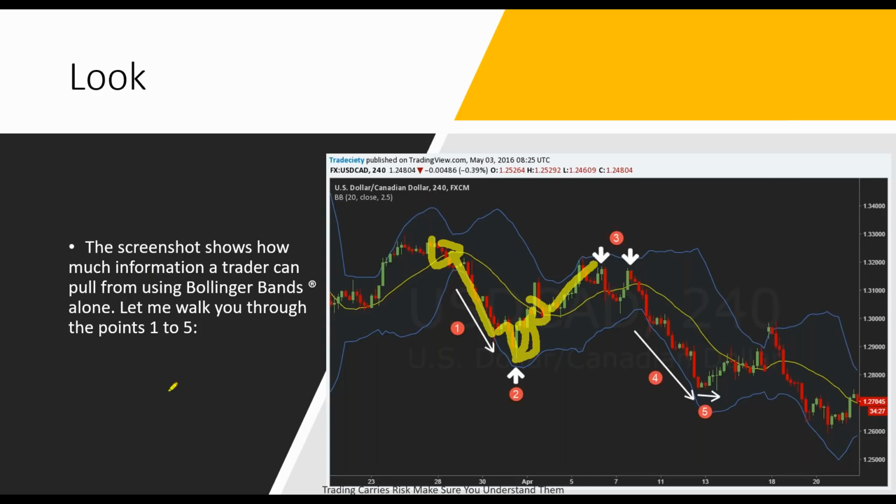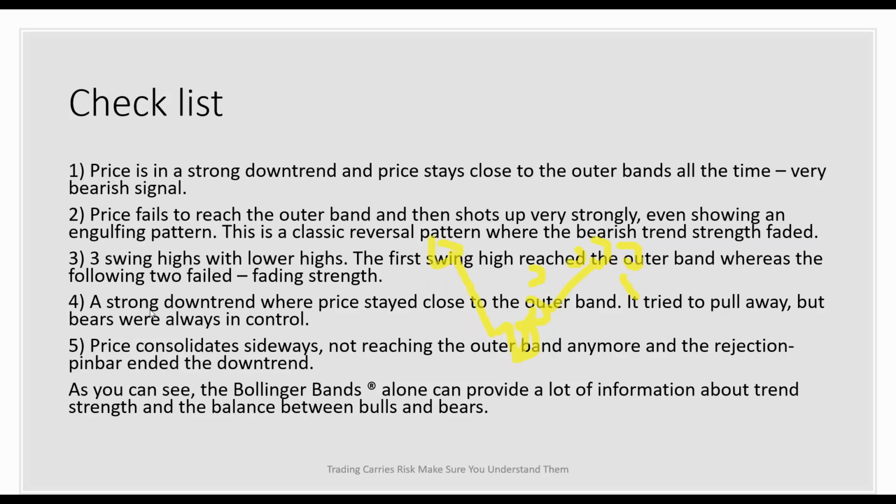and moved to 3. Here we have the 3 surges up to the upper band: 1, 2, 3, which is telling us that uptrend is over, it's lost its momentum. So we then move over to 4, which is a strong downtrend where price stayed close to the outer band. It tried to pull away, but bears were always in control. 5, price consolidated sideways, not reaching the outer band anymore, and then the rejection pin bar ended the downtrend.